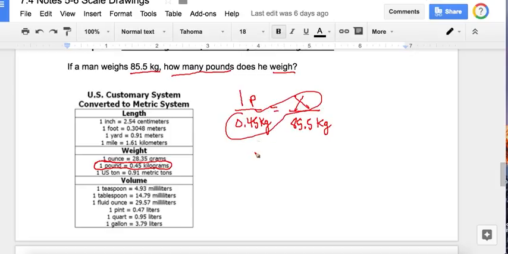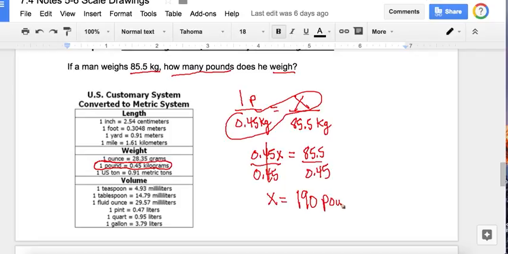Now we're going to cross product. And 45 hundredths kilograms times X is 45 hundredths X. And 1 times 85 and 5/10 is 85 and 5/10. Now the opposite of multiplication is division. So we're going to divide both sides by 45 hundredths. And 45 hundredths divided by 45 hundredths is a 1 in disguise. And 85 and 5/10 divided by 45 hundredths is 190. And our label is pounds.